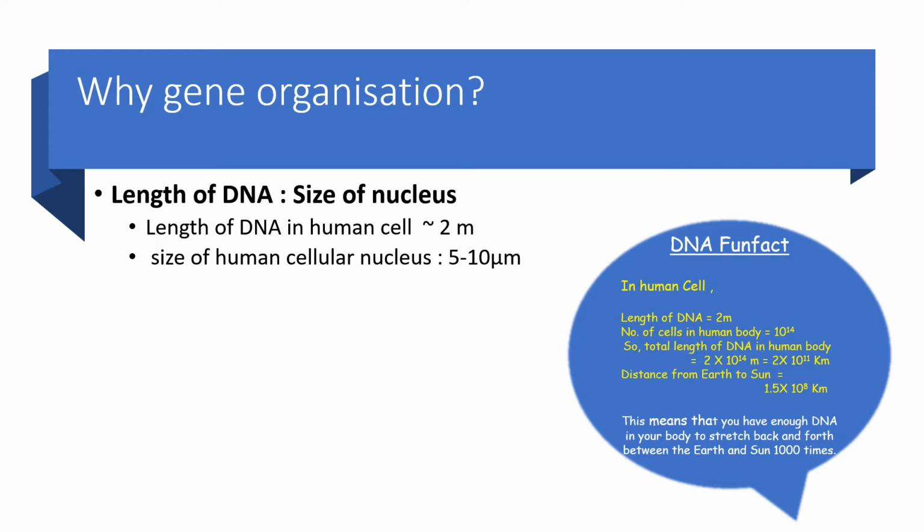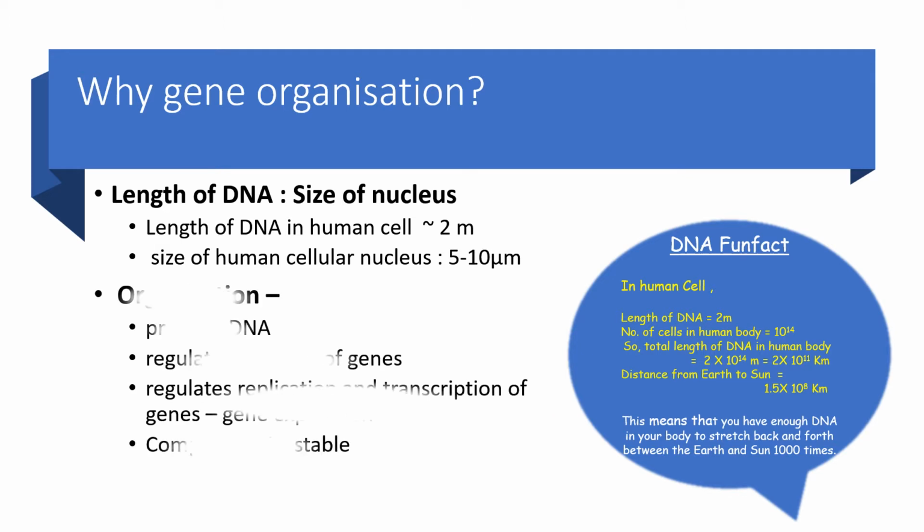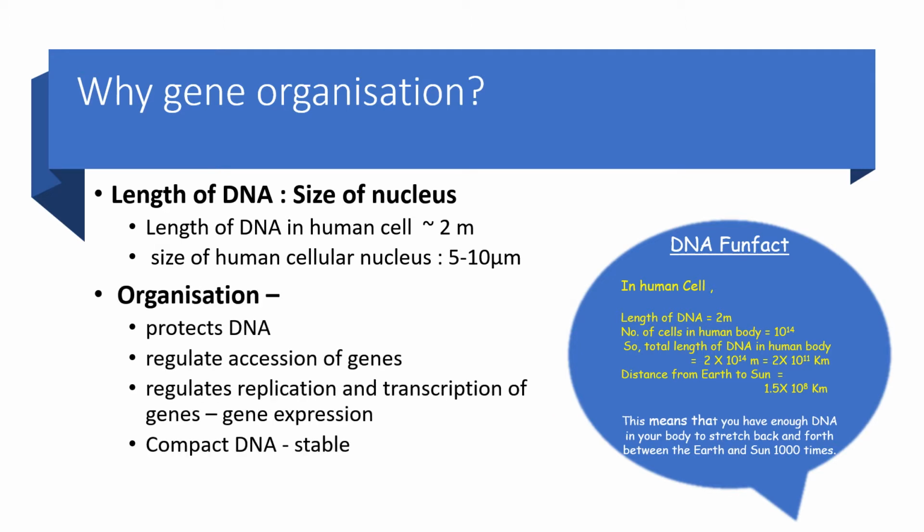And there are many other advantages of this organization or the compaction of the DNA. A compacted DNA or a DNA in the form of a chromosome is quite stable when compared to the naked DNA. And this compaction also regulates the accession of genes. That is, it regulates the process of replication and transcription.